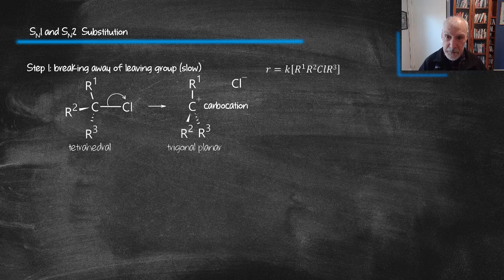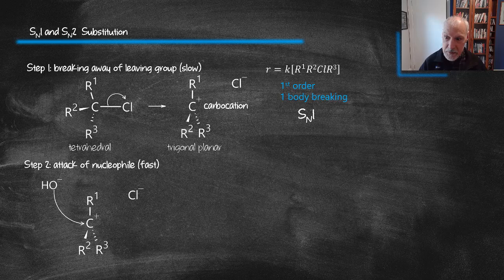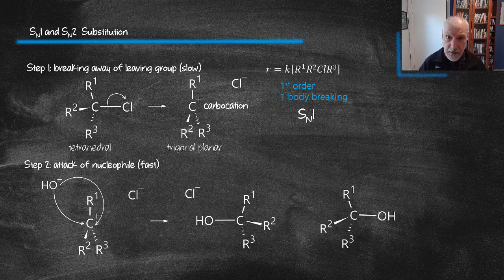I can therefore conclude that the rate depends only on the concentration of the halogenoalkane. It's a first-order reaction involving one body breaking apart, a unimolecular process, hence we call it SN1. Now let's take a look at the next step, the attack of the nucleophile. So as before, I'll use the hydroxide nucleophile. Now it could approach from the left-hand side, and if it did, I would get the following product. But equally, I could have had that hydroxide approaching from the right-hand side, in which case I would have got the product you now see on the right.